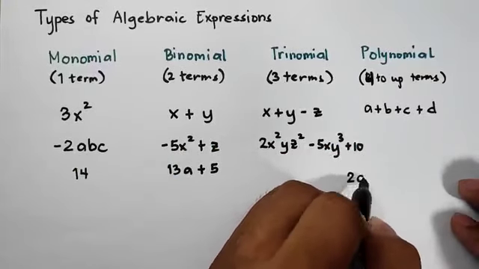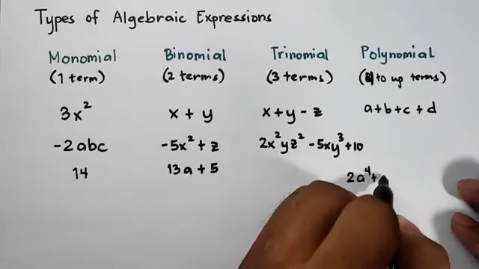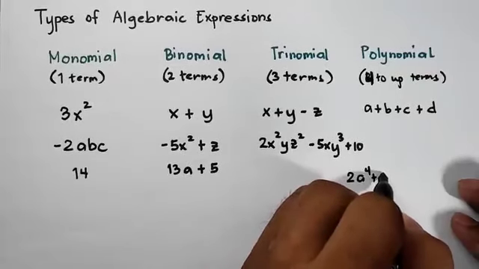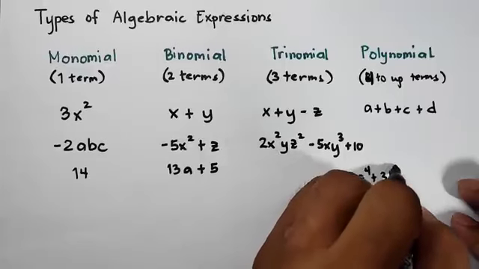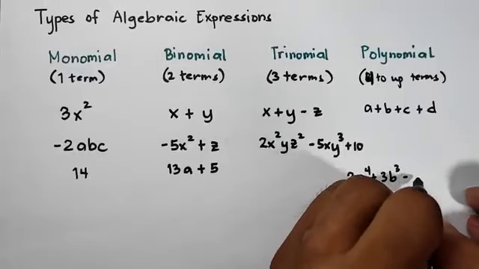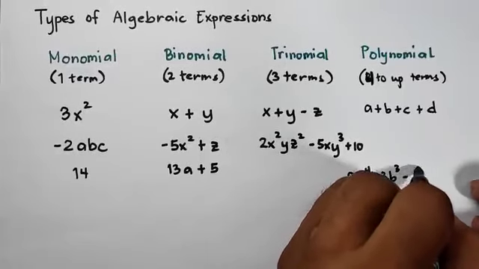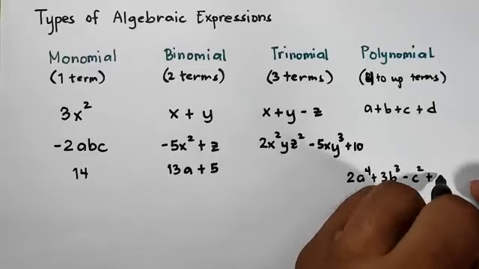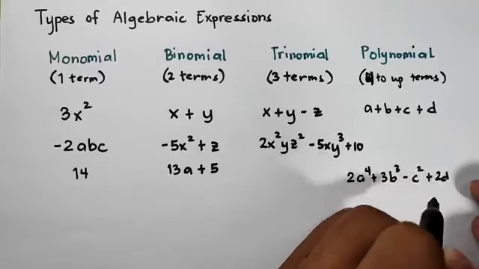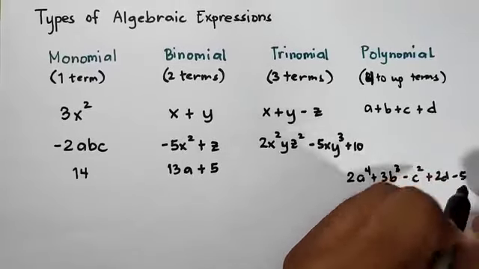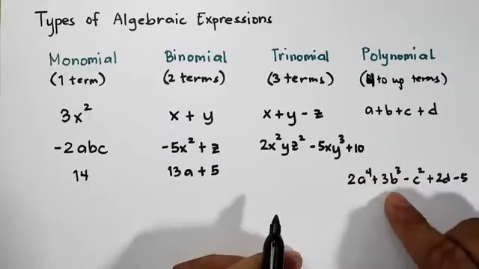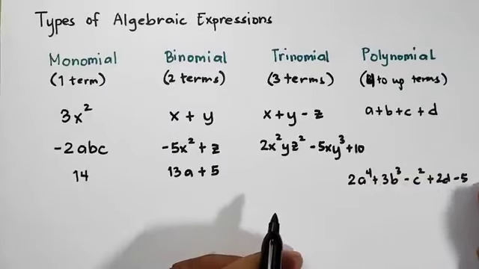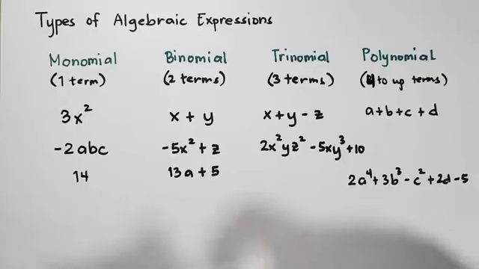2a to the 4th power plus 3b cubed minus c squared plus 2d minus 5. So 1, 2, 3, 4, 5 terms. This one is an example of polynomial.